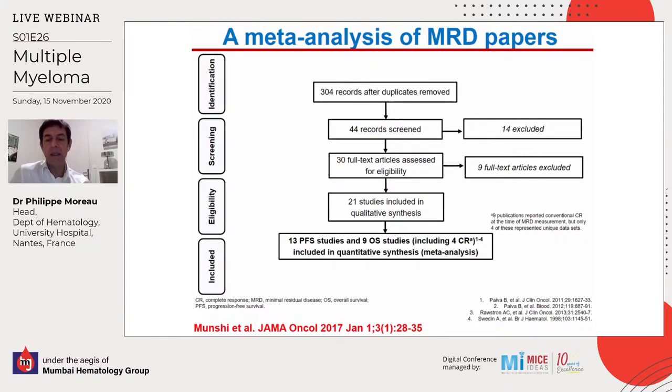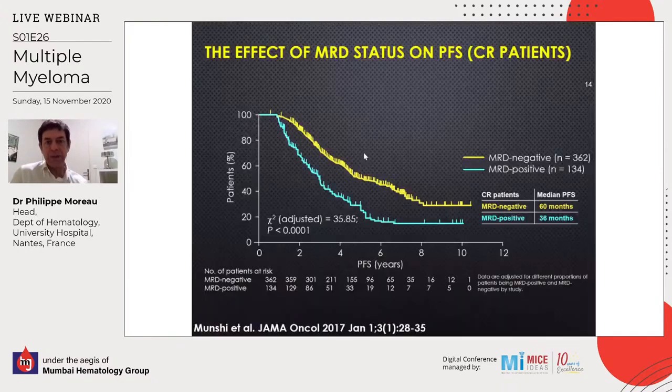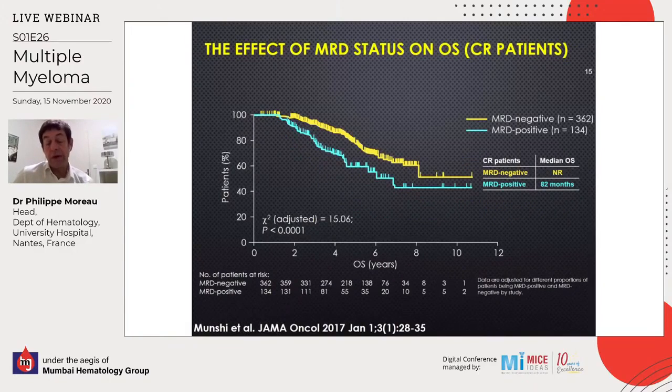And in fact, all of them in CR, you see the effect of MRD status on PFS. Definitely in yellow, you see MRD negative patients versus MRD positive in blue. And the p-value is really in favor of MRD negativity for the final outcome. But this is also true, and that's obviously more important, for overall survival. All of these patients, again, were in CR.